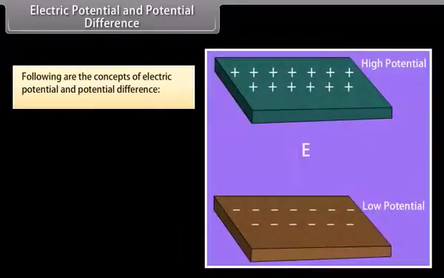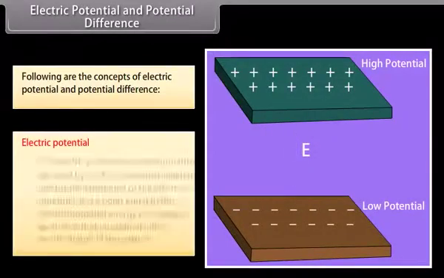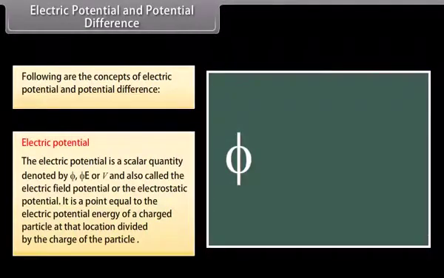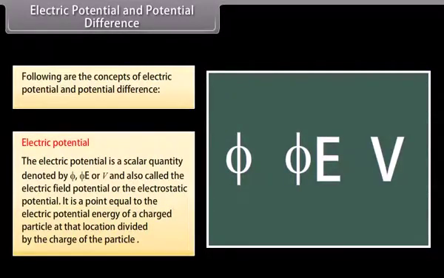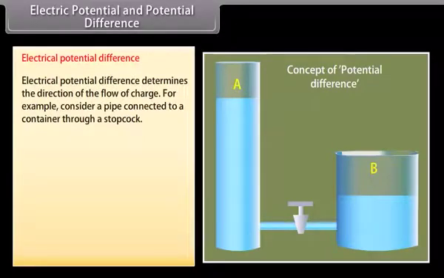Electric potential and potential difference. Let us look at the concepts of electric potential and potential difference. Electric potential. Electric potential is a scalar quantity denoted by E or V. It is a point equal to the electric potential energy of a charged particle at the location divided by the charge of the particle. Electrical potential difference. Electrical potential difference determines the direction of the flow of charge.